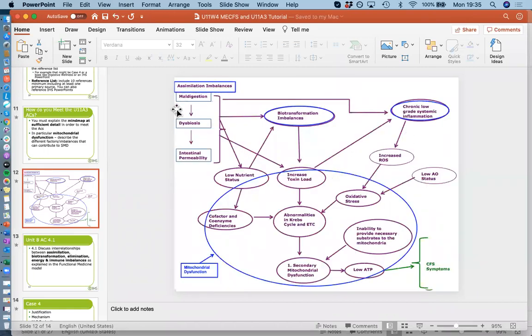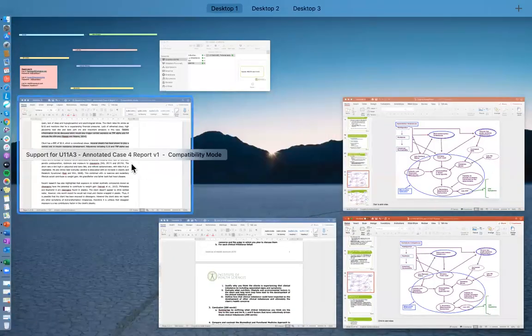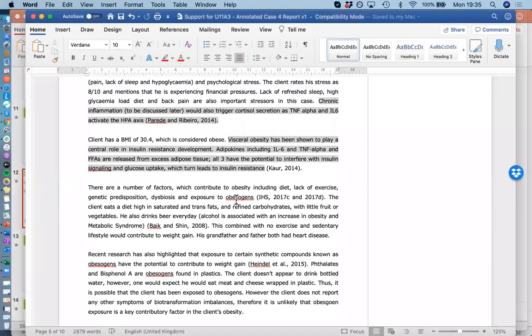So if you're explaining how maldigestion or digestive imbalances contribute to an increase in toxic load, you're showing a relationship there. If you're showing how assimilation imbalances contribute to low-grade systemic inflammation and thus mitochondrial dysfunction, you're demonstrating that you can understand the relationships between the different clinical imbalances. So let me just give you another example of that in here.